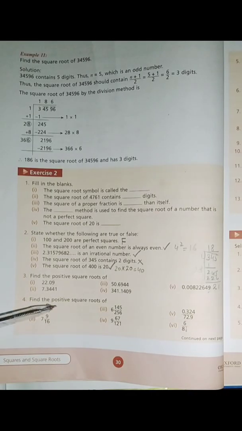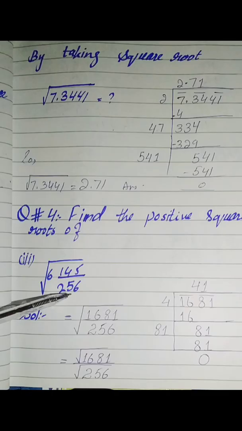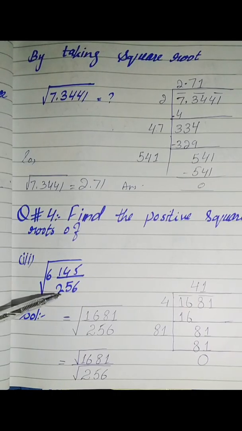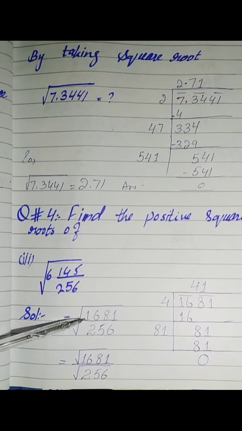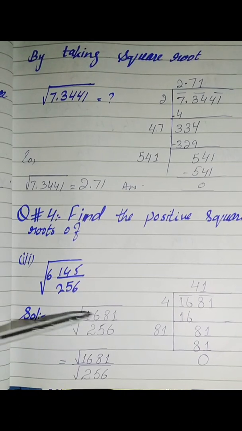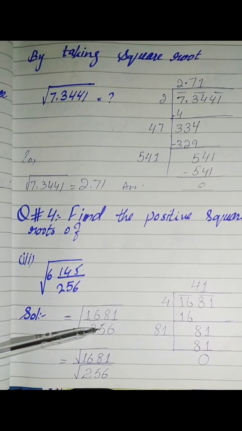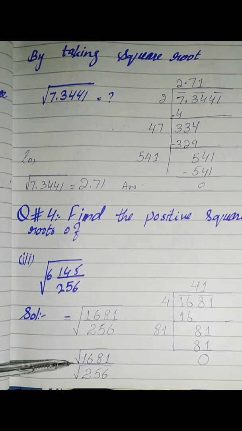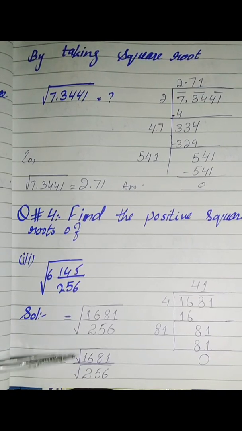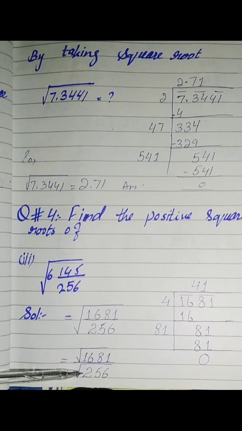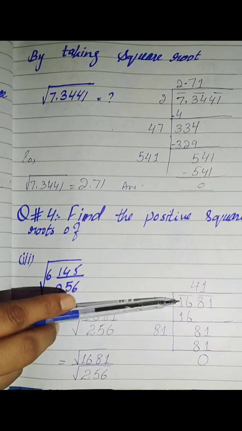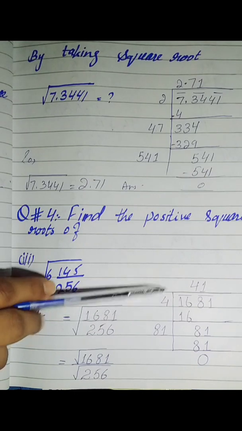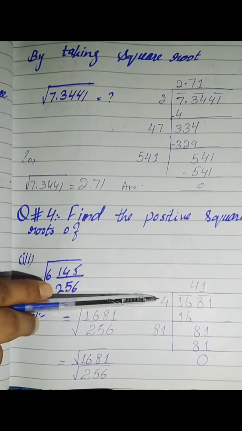Question number 4. Find the positive square root of, now we have a Vulgar fraction. Multiply 256 with 6 and then add 145. We get 1681 divided by 256. Now we are going to square root of the numerator as well as denominator. So numerator we have 1681. Firstly we make pair, and then we get a value as well as quotient and divisor, which is 4.